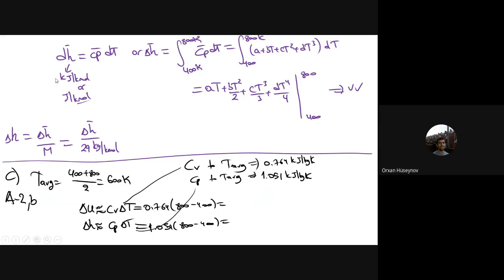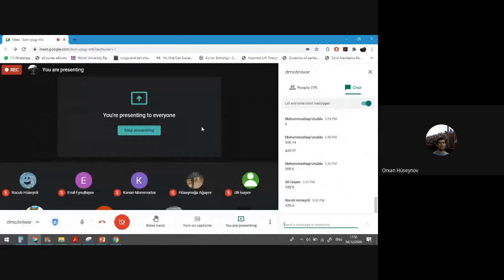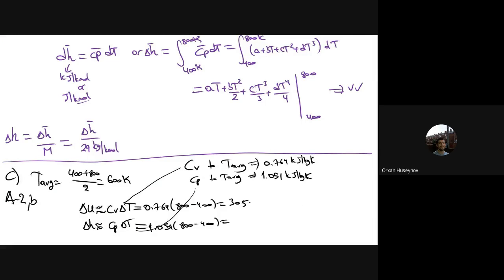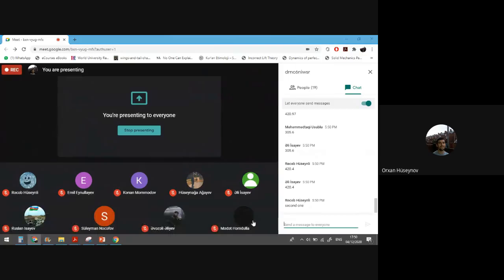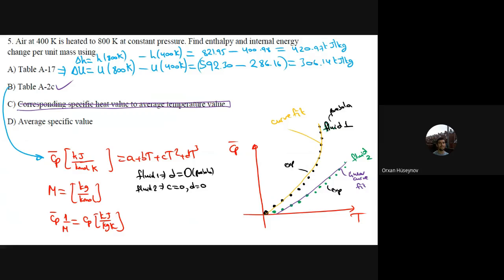You see what your values are, and then we'll compare them with the previous one. For the B part, I've not done it, but it takes lots of time. I don't have the time for calculating the values here. But the C part you can do easily. It is a very easy one. So that is 305.6 kilojoules per kilogram, and the second one is 420.4 kilojoules per kilogram. You can see it is not so different, it is almost the same. The error is small.